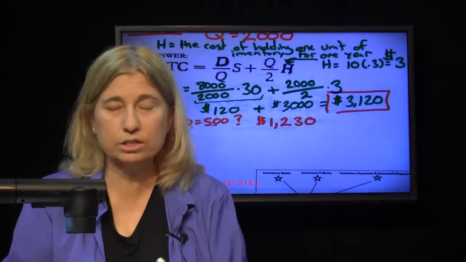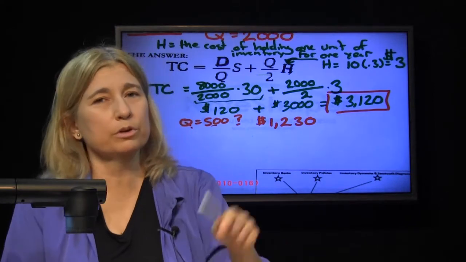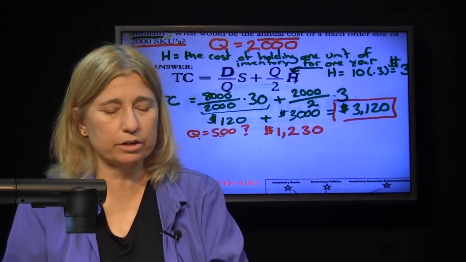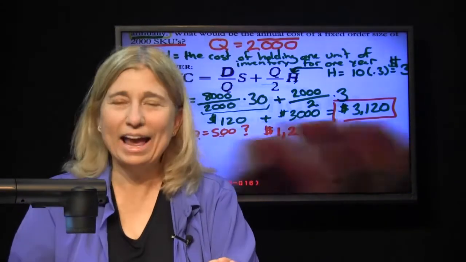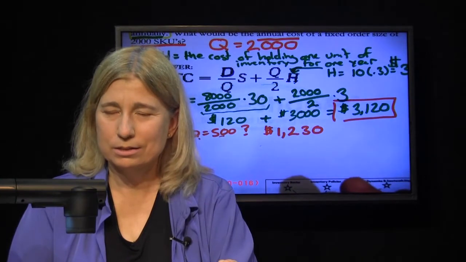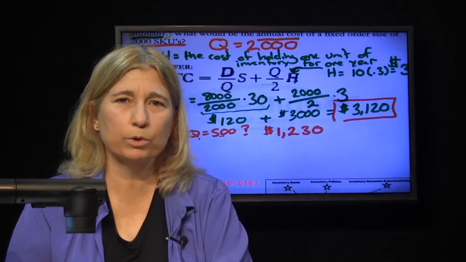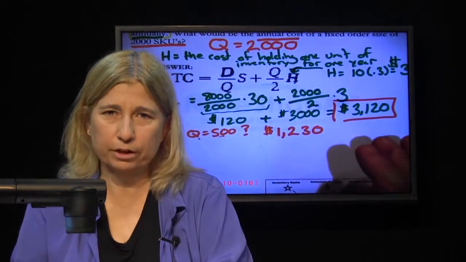$1,230 a year, which is considerably less than $3,120 a year, which means that we would assume that this firm, whoever they are, would prefer to order them at least 500 at a time versus 2,000 at a time. But anyway, I added that part. That's not what was asked. What was asked is just how much would it cost to order them 2,000 at a time. We have that answer. It's that simple. Fill out the formula.